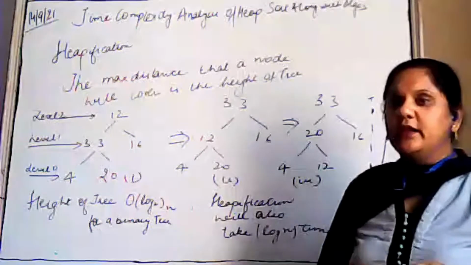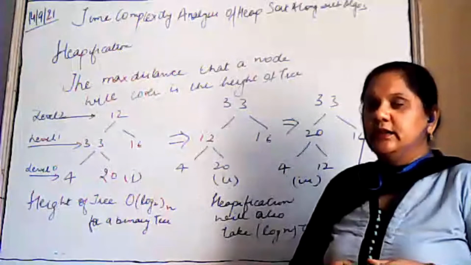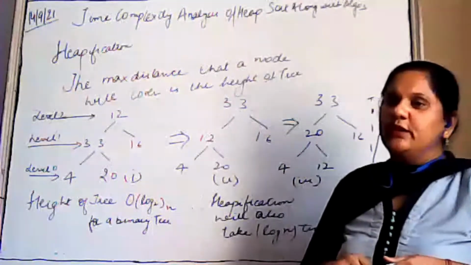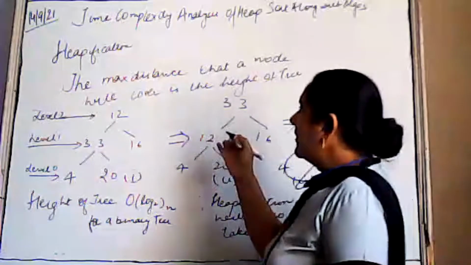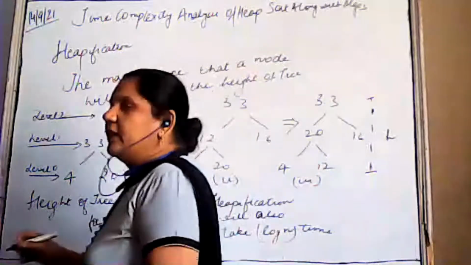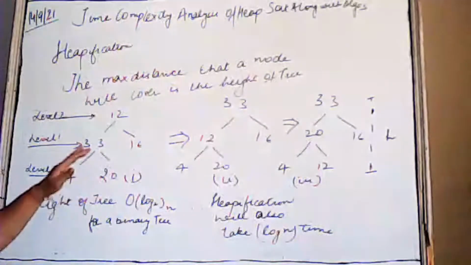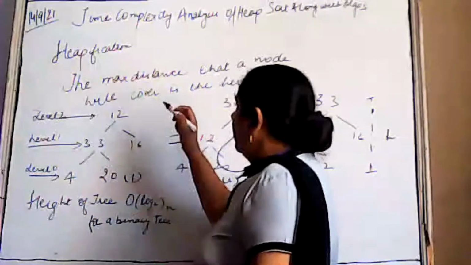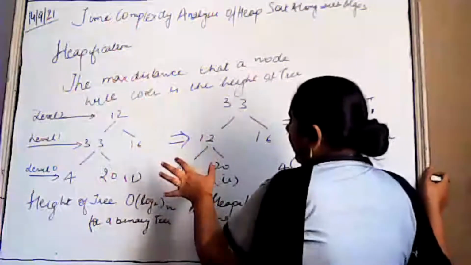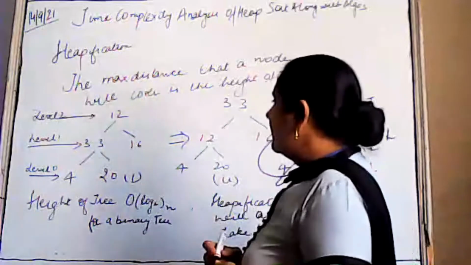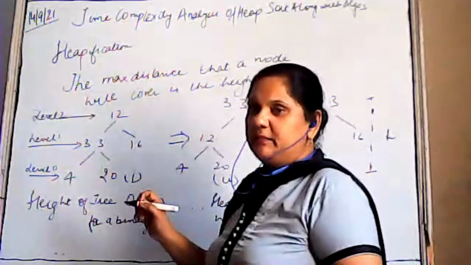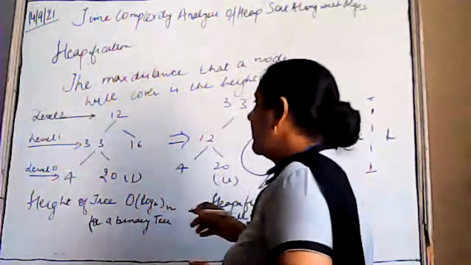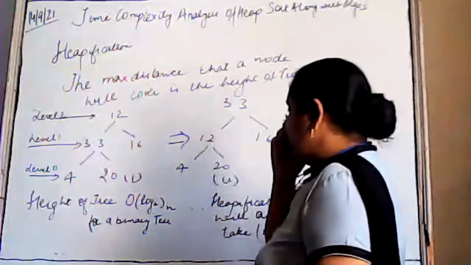Today the topic is time complexity analysis of heap sort, along with the algos which we'll be writing. The first algo which we did in the previous lecture was heapification. Heapification is basically so that the root should contain the maximum element. In order to do that, we just heapified the tree.